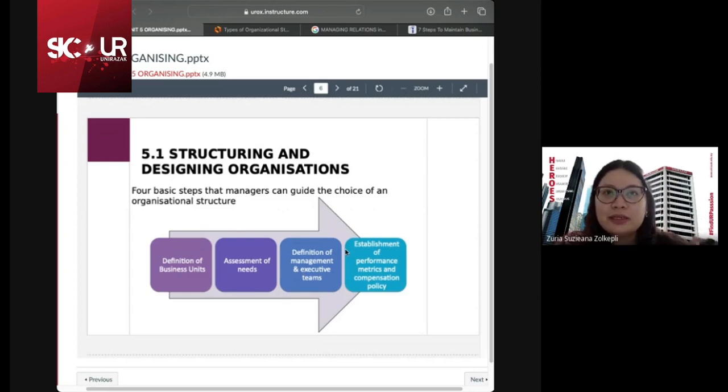Which level should be your top management level? Do you even have middle level management, or straight away first level management, or you don't even have a first level manager, you just have a middle level manager and then a top manager. So it depends on how you define your executive team. And lastly is the establishment of performance metrics and compensation policy, right?